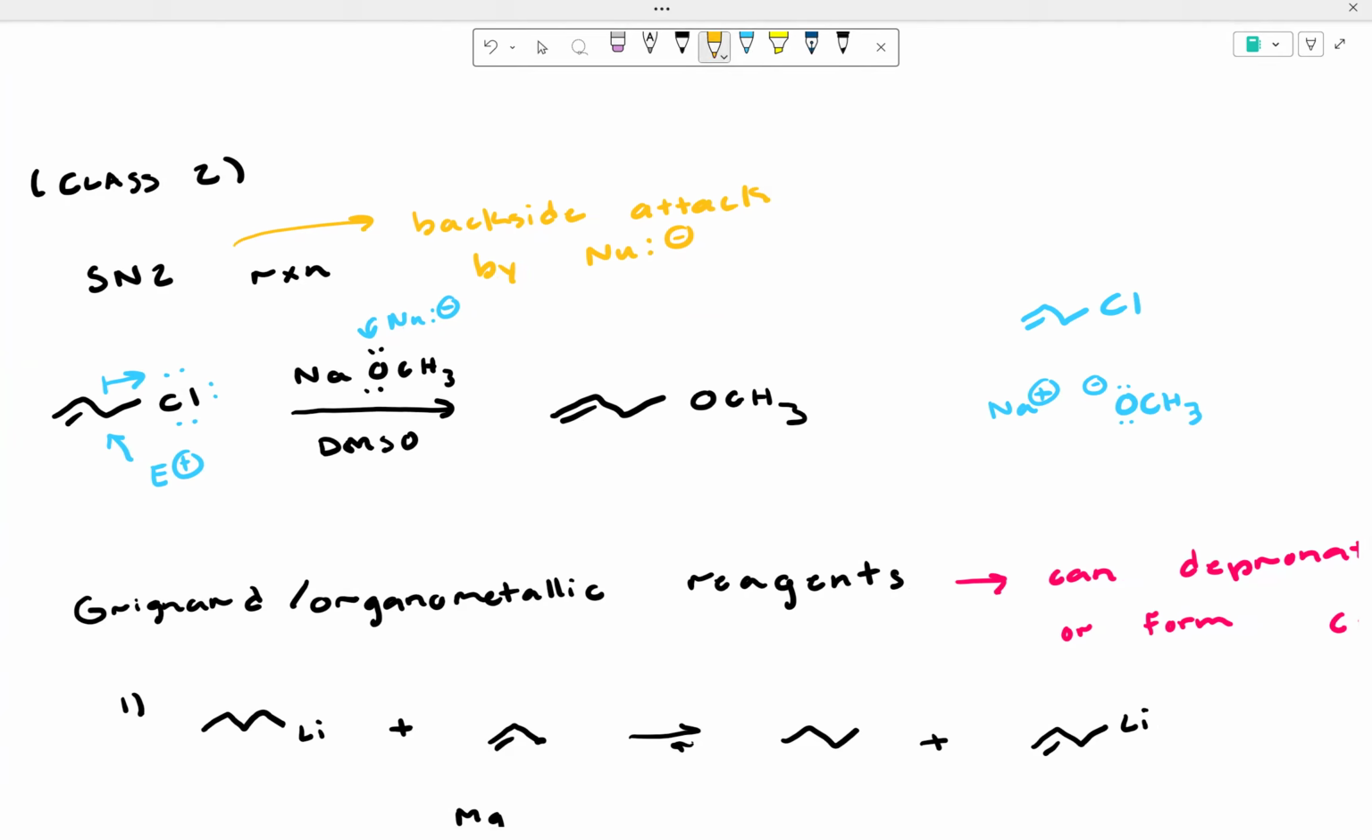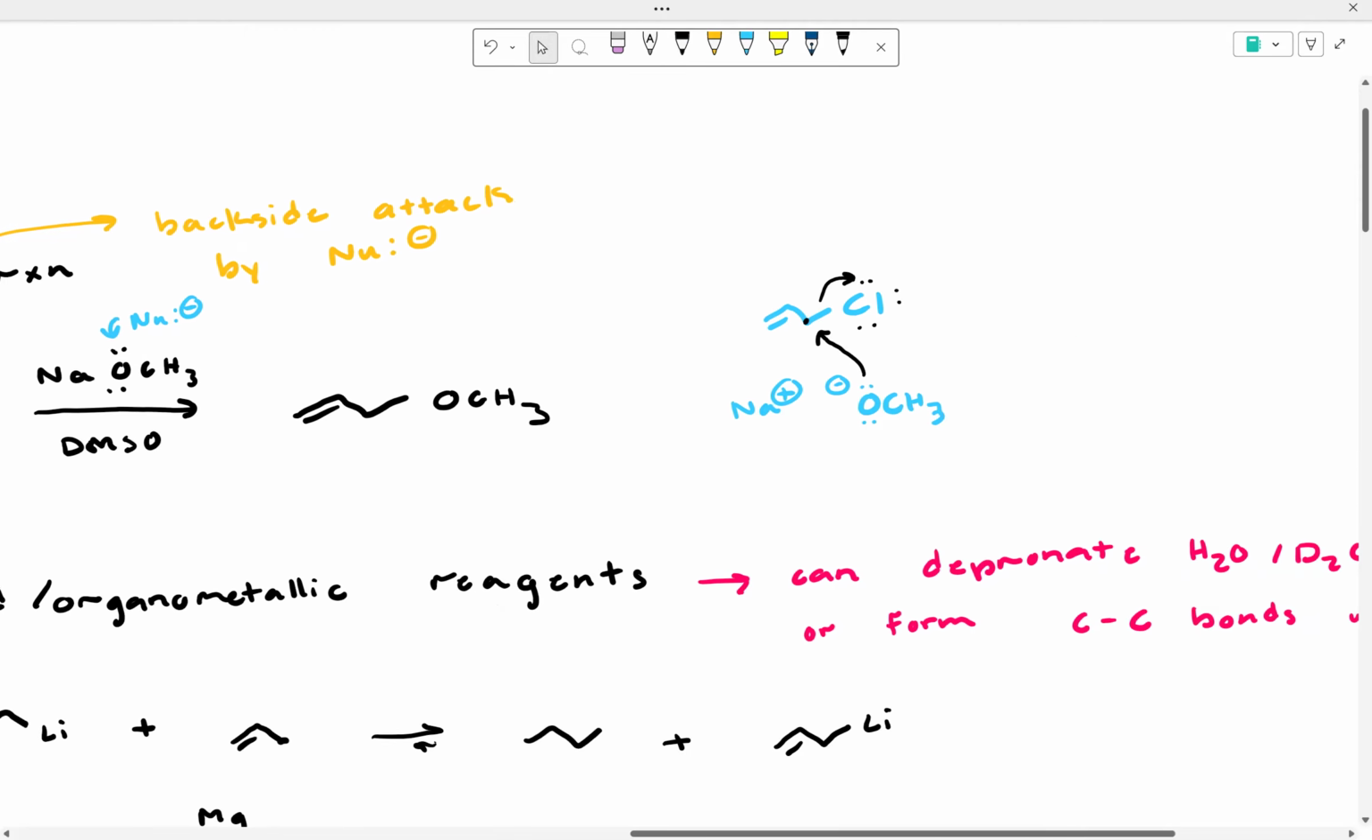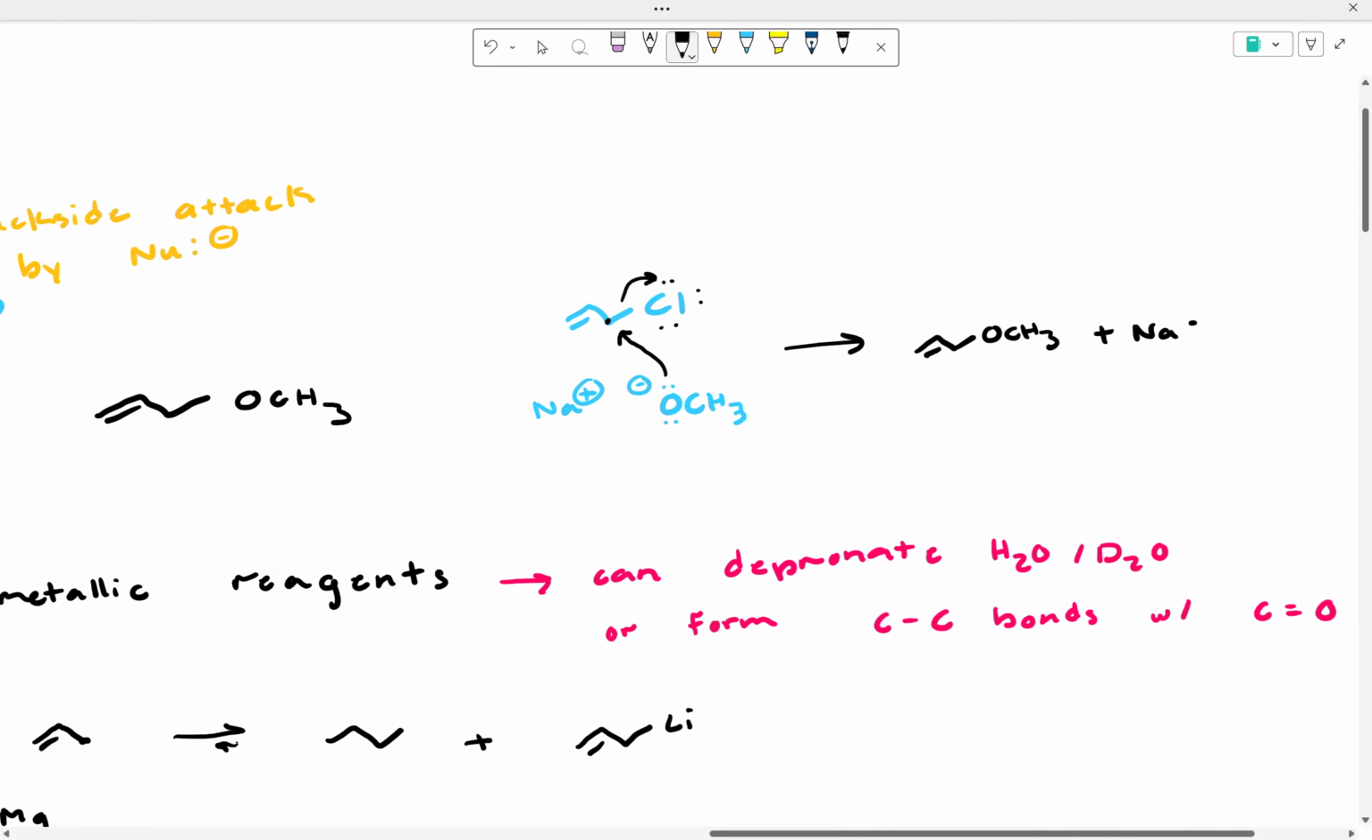What NaOCH3 is going to do is that it really wants to bond with the nucleophile. So it's not going to wait for the chloride to just leave. It's going to bond to our allylic carbon and force the bond to break with chloride, leading to this product formation. OCH3 plus NaCl.